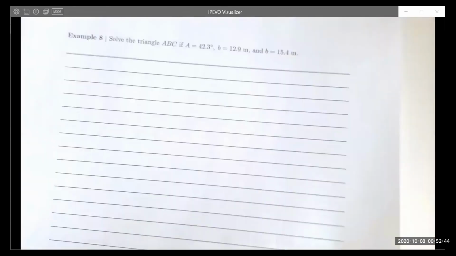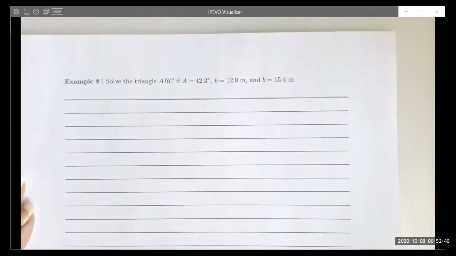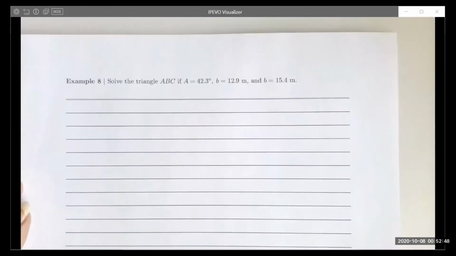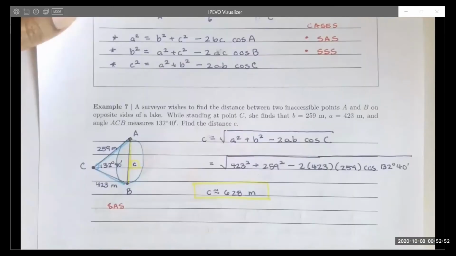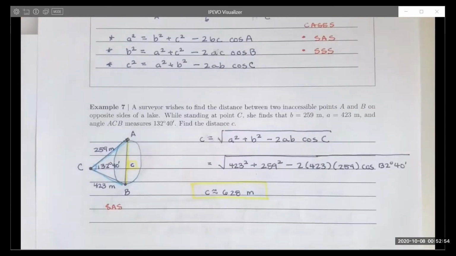Let's take a look at example 8. One question: how would you be able to determine whether it's side-angle-side or one of the other cases?